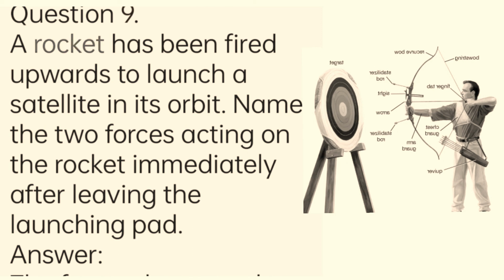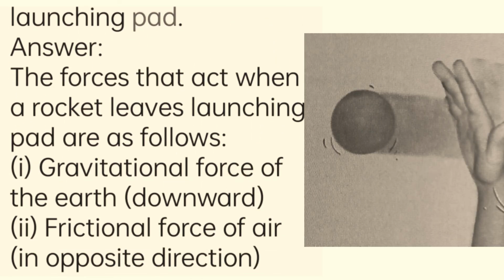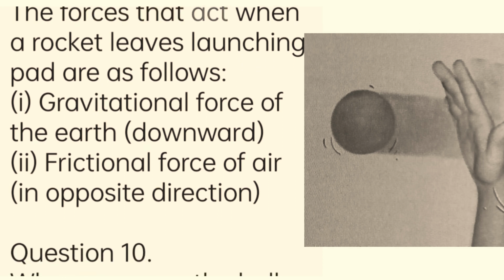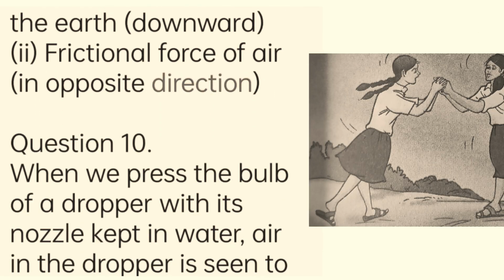Question 9. A rocket has been fired upwards to launch a satellite in its orbit. Name the two forces acting on the rocket immediately after leaving the launching pad. Answer. The forces that act when a rocket leaves the launching pad are as follows. 1. Gravitational force of the earth downward. 2. Frictional force of air in the opposite direction.